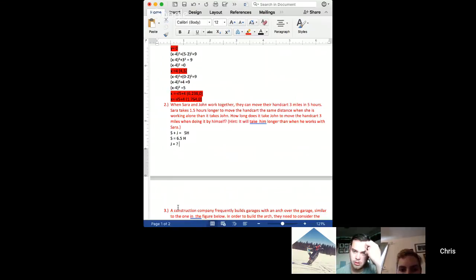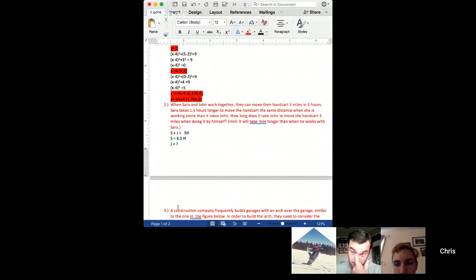How long does it take to move the handcart 3 miles doing it by himself? Oh, and this isn't sexist. It's saying it will take John longer than when he works with Sarah. Not that it takes him, not that he goes faster. Well, yeah, that's what I'm saying. I took it as John would move it faster than when he was working with Sarah. Yeah, that's what I understood it as. But now I feel personally offended.